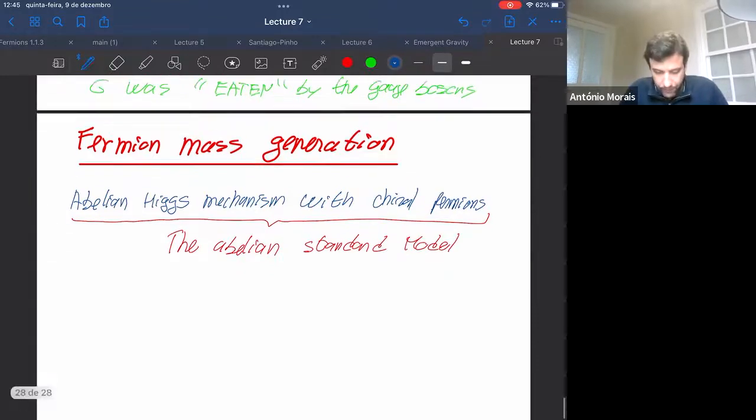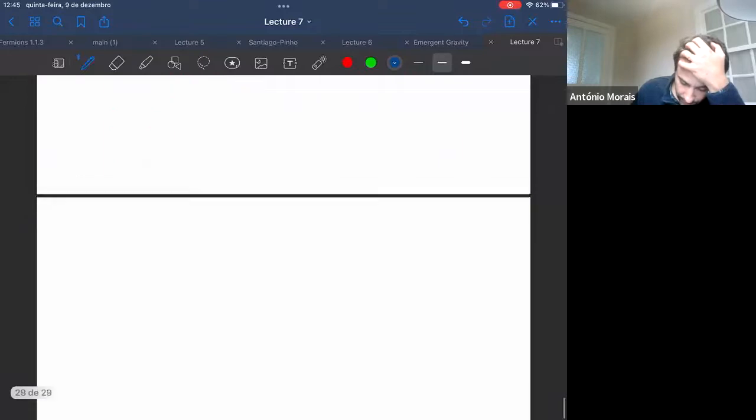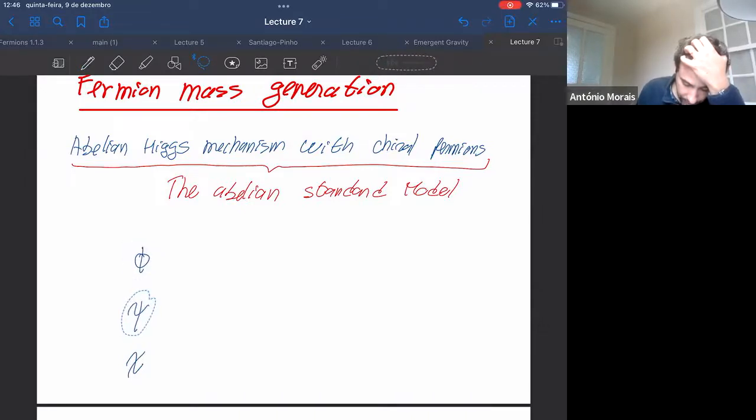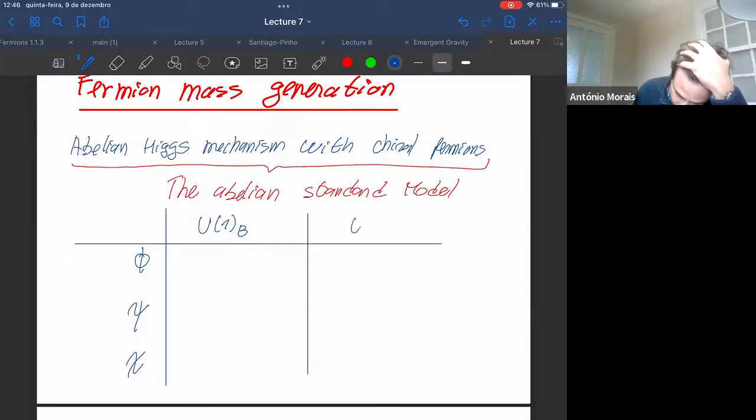Right, so for that we need to define what our fields are. Let's talk about scalars and fermions. So we have a scalar, we have a fermion psi and another fermion chi. These are chiral fermions, and this is to mimic as much as possible the electroweak sector in the standard model. That is the idea behind this. So we have these fields, and we can write down their quantum numbers under a U1 we are calling B, and a U1C symmetry, both local.